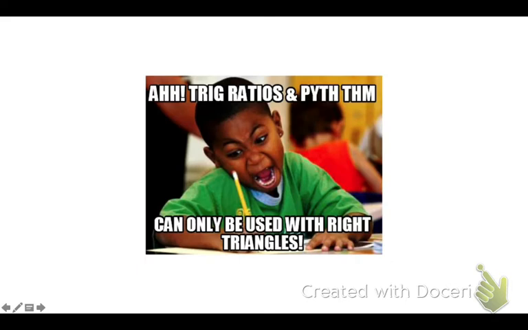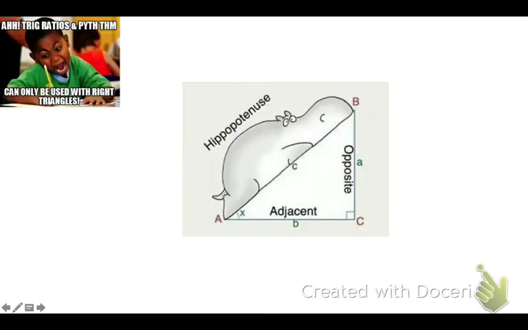Trig ratios and Pythagorean theorems can only be used on right triangles. That is so important to remember. We're going to get into how to solve triangles that aren't right triangles, but remember that you can only use the trig ratios and Pythagorean theorem on right triangles, okay?